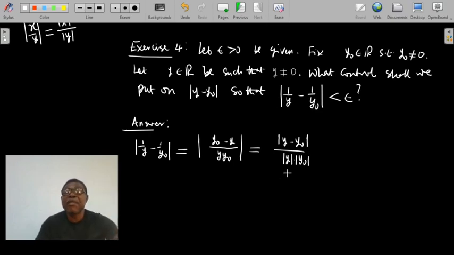Now, you observe that here, y naught is fixed. Y naught is fixed. Y is varying in R. So, as I said, whichever variable is varying, that is not fixed, we must control it. So we really need to control this y in the denominator. If we control it, then we will not think about going further to control this. But controlling this, you'll find out that the kind of trick I played above will come to help us.